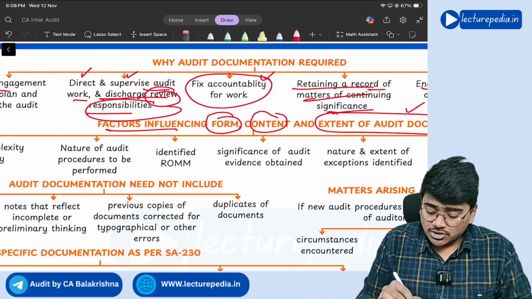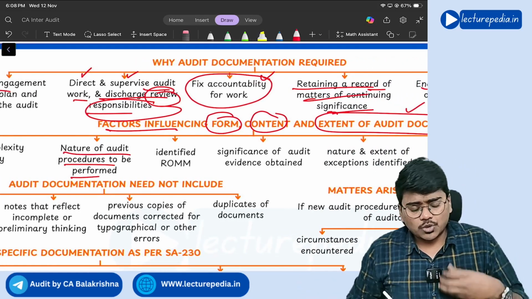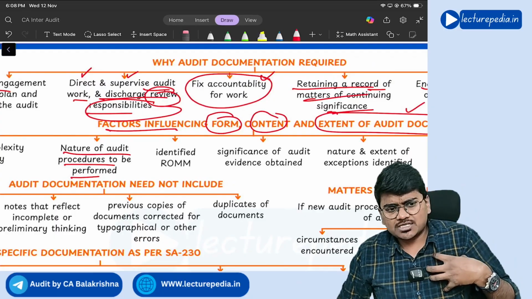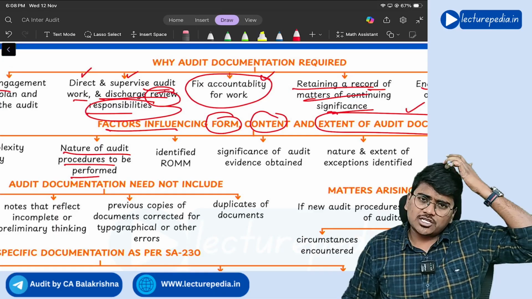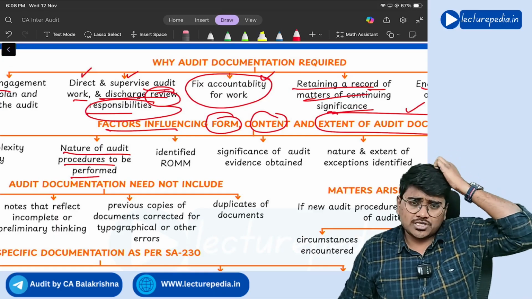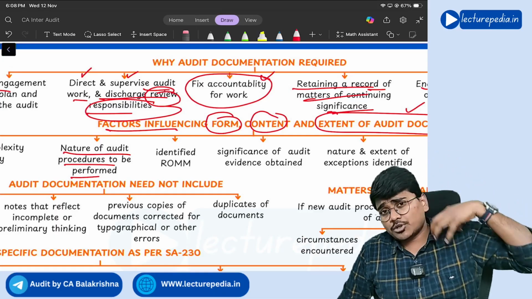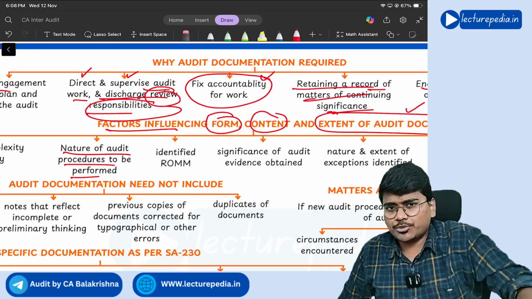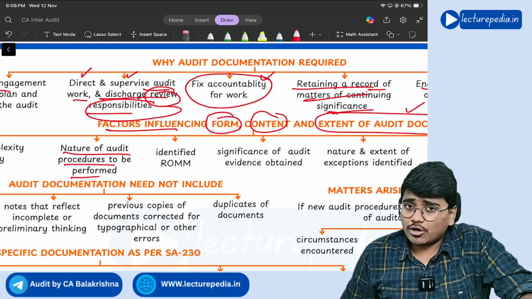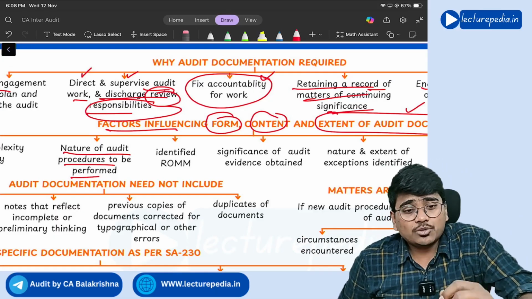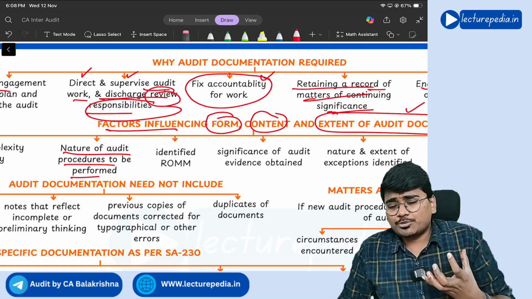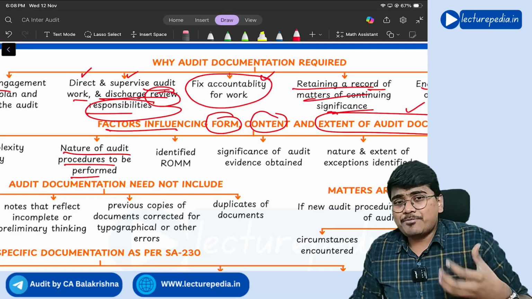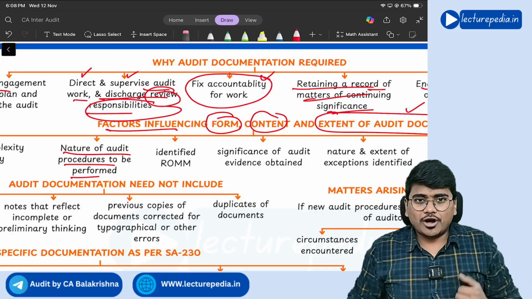Next, nature of audit procedures to be performed. So if your audit procedures are mostly technology based, then the form of your audit documentation will be soft copies. If most of your audit procedures are manual procedures, then a lot of your audit documentation will be in physical copies, correct or not? So the nature of your audit procedure also impacts the form of your audit documentation.